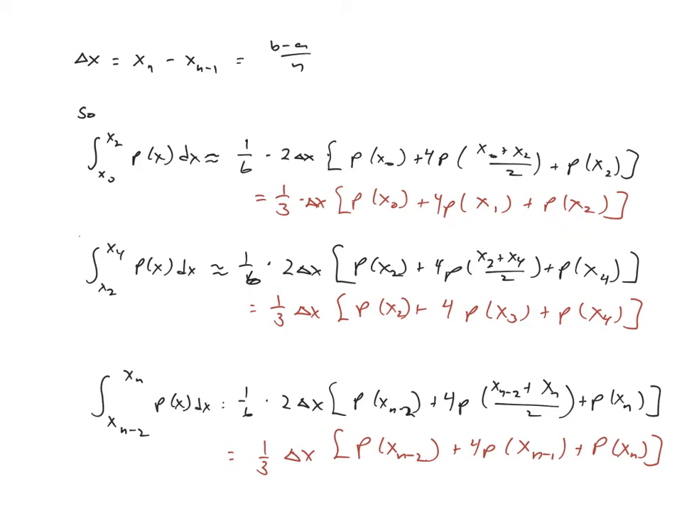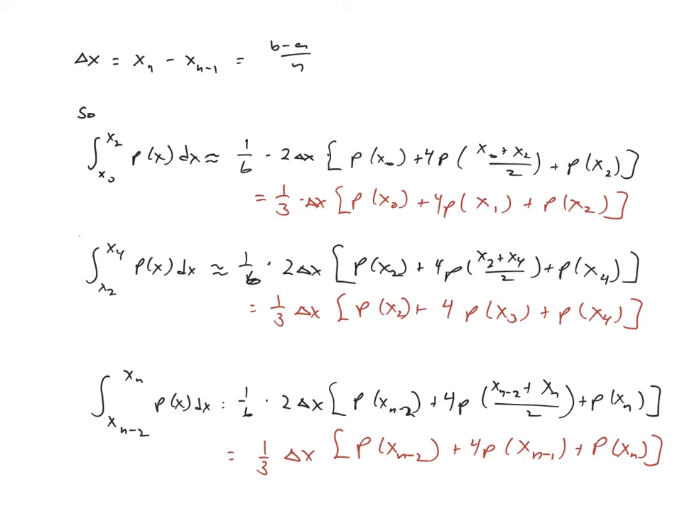And that same thing happens when I look at the integral from x2 to x4, where this becomes x3. So I have something in that form. And all the way down until I get to the very last one, x sub n minus 2 to x sub n, where the one in the middle is the midpoint, which is x sub n minus 1.